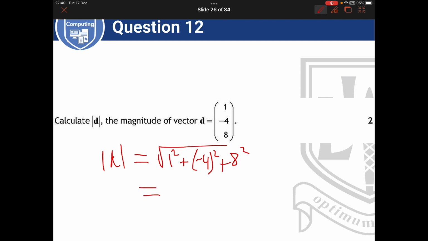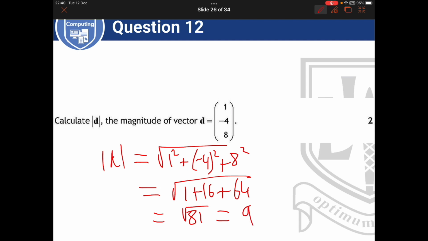1 squared is 1. Negative 4 squared, remember a negative times a negative is a positive, so that's 16. And 8 squared is 64. So add them all together. 16 add 64 is 80, add 1 is 81. Square root of 81 nicely works out as 9. So that one can be done without a calculator. Not always the case, but this one can be done without a calculator.